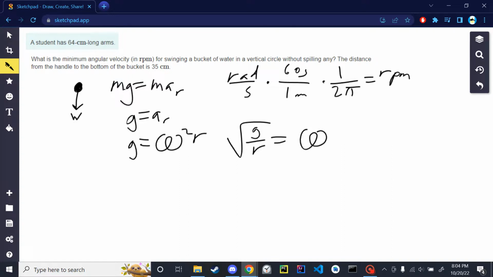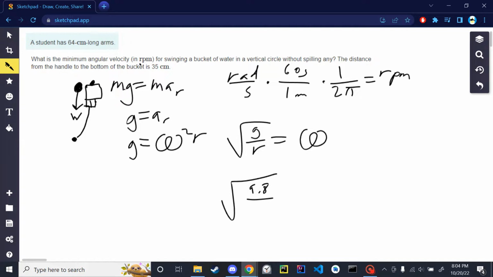(9.8) divided by our radius. And if we draw a free body diagram here, this is going to be your shoulder here. So it's the length of your arm plus the length of the bottom of the bucket. So like your arm goes up to here. This is an arm. This is a really bad arm. And then you also got the bucket that keeps going. And so we need this point right down there.